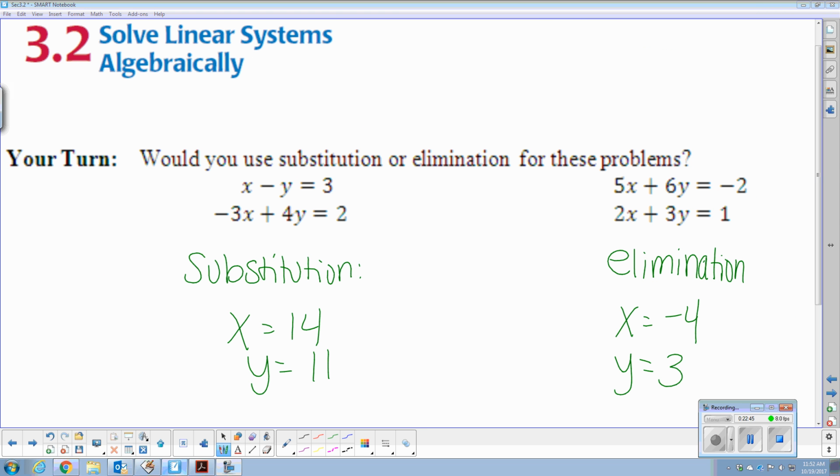Okay, so for that on your own that you guys did, here are the solutions that you should have gotten. So just make sure that you verify, double check by plugging back into the original.